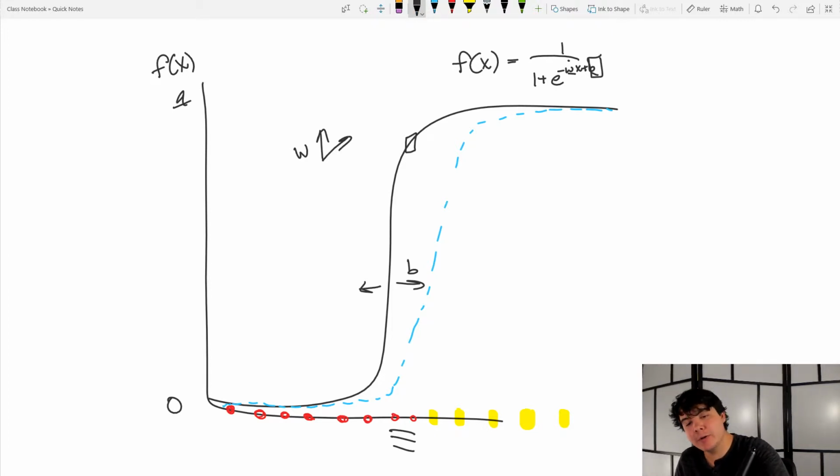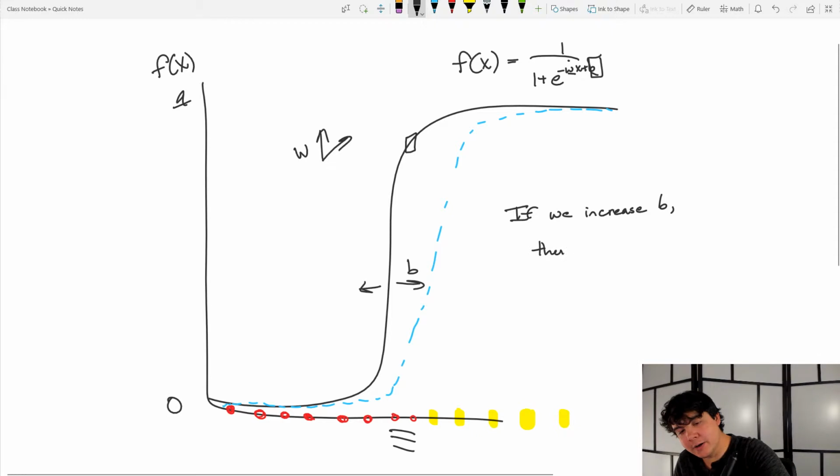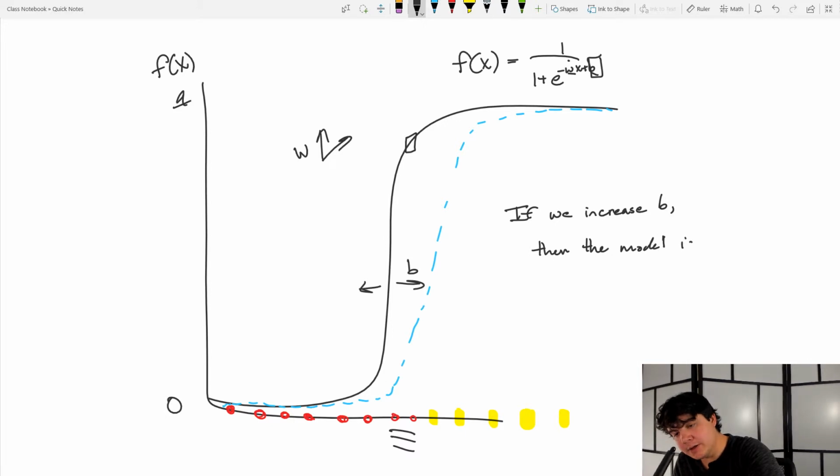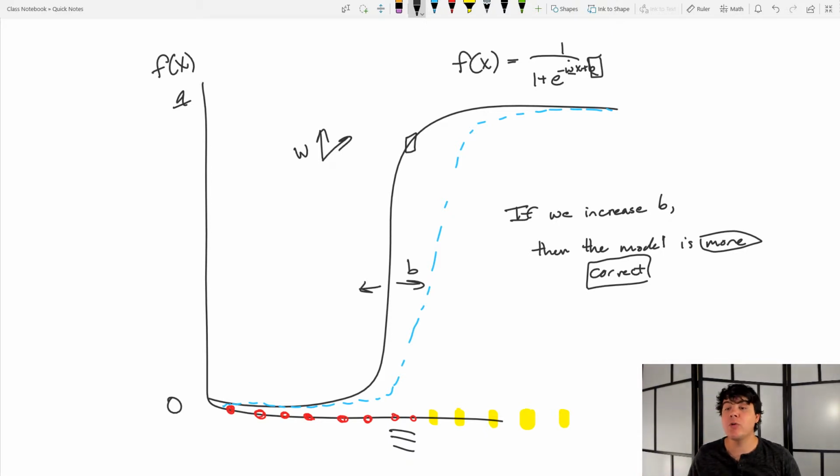Let's write that down. If we increase b, then the model is more correct. But notice I said the first time this same thing a little bit differently. I didn't say more correct, I said less incorrect.